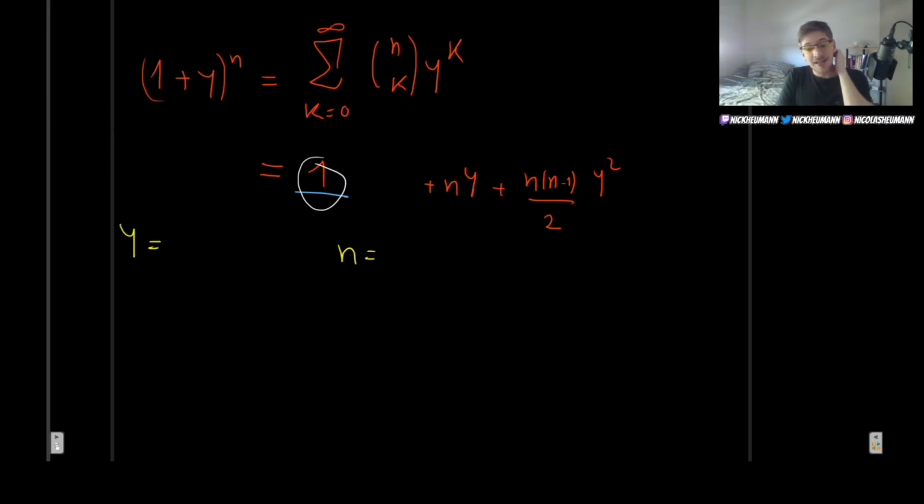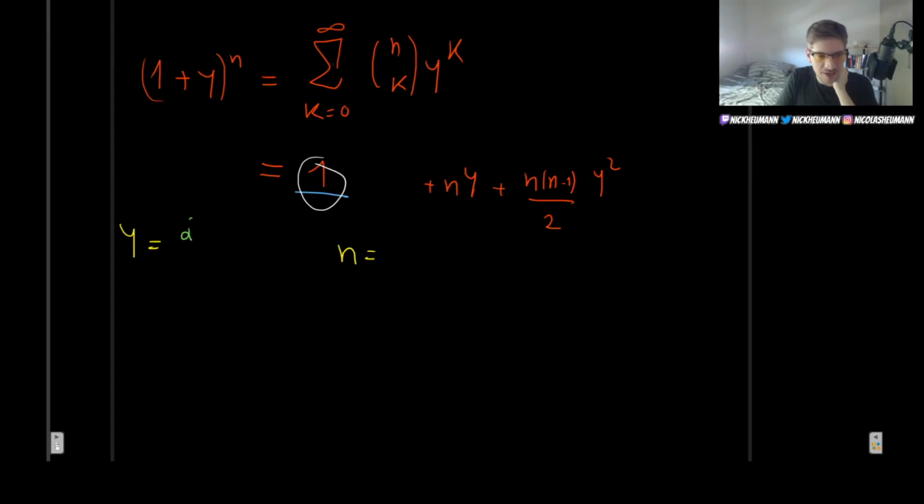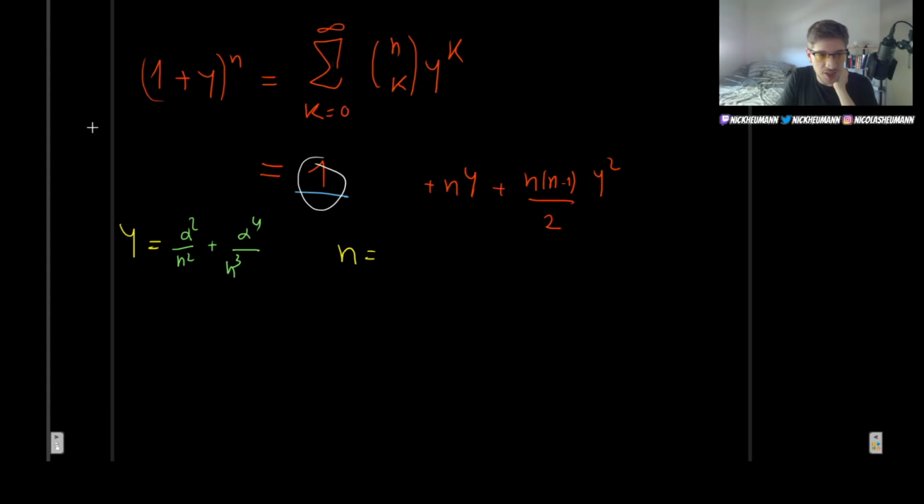Okay, so maybe in fact it would be easier if I hadn't expanded it, but I guess it doesn't matter. So y is now alpha squared over n squared plus alpha to the 4th over n cubed, and I already forgot the rest, j plus 1/2. And n is minus 1/2. All right, so this is what we want to expand.